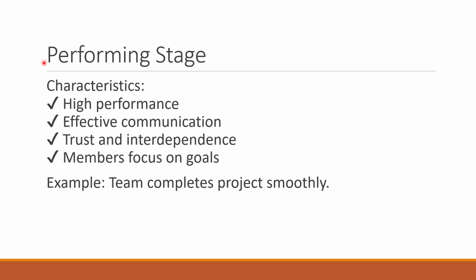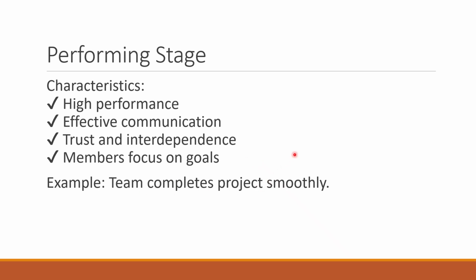The next stage is the performing stage, which is the fourth one, where the group becomes fully functional and highly productive. Here, the members trust each other, their communication flows freely, and everyone is focused on achieving the goals. So the key behaviors are high productivity, strong coordination, mutual trust and support, efficient problem solving, and members focusing on the goals only.